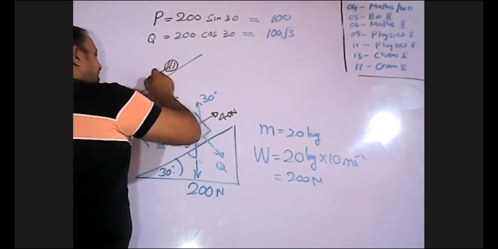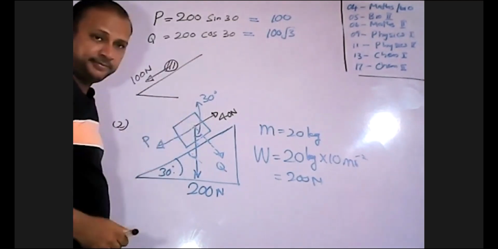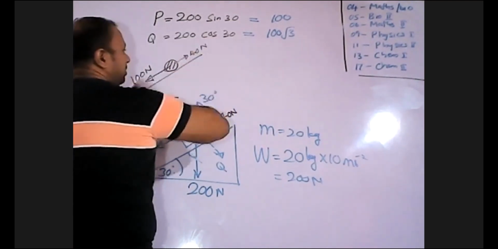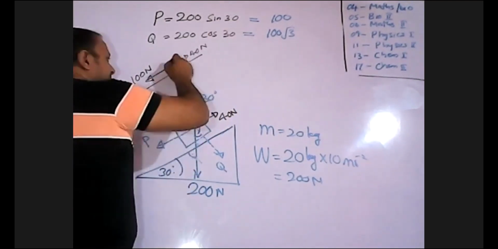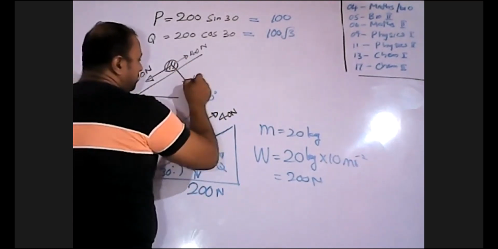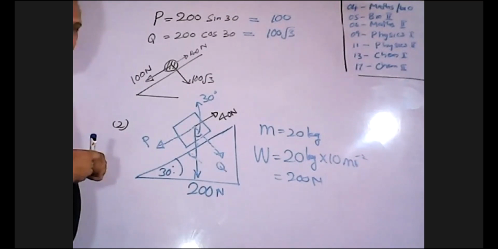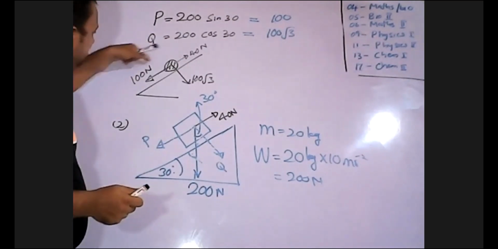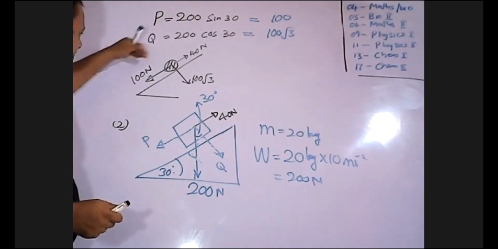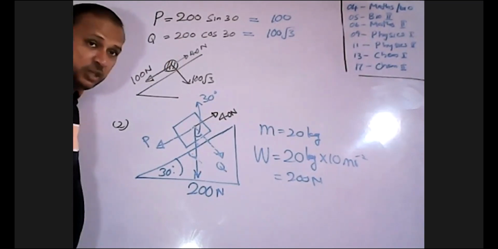There is a 100 Newton force downward along the plane, and another 40 Newton force upward along the plane. Perpendicular to the plane, there is another force equal to 100 root 3. Then I can take the resultant of these two. 100 minus 40 means into the downward direction, there is a force which is equal to 60.